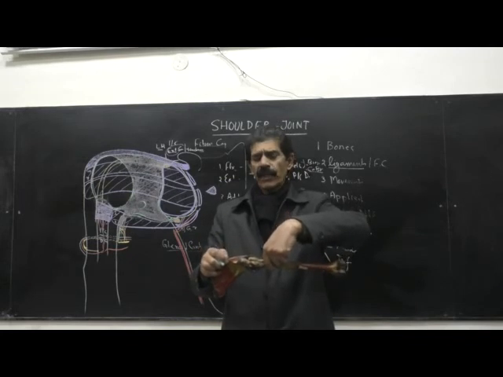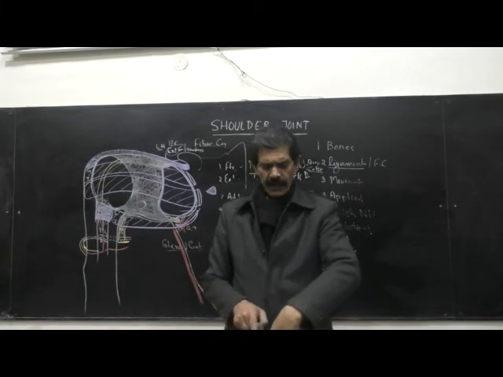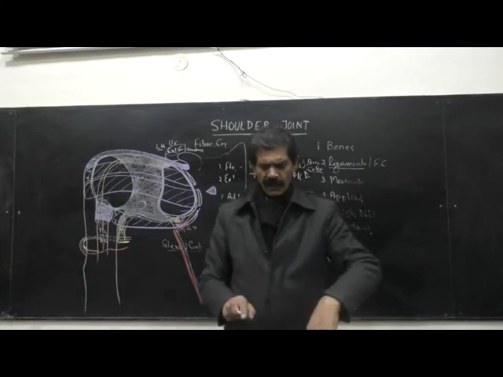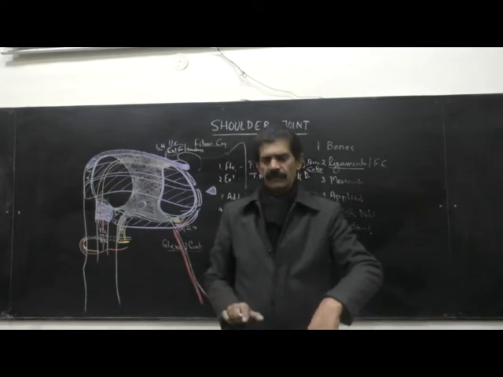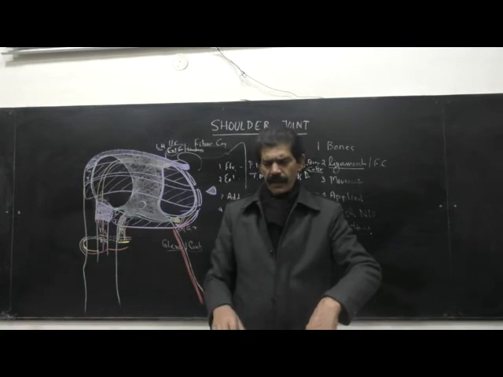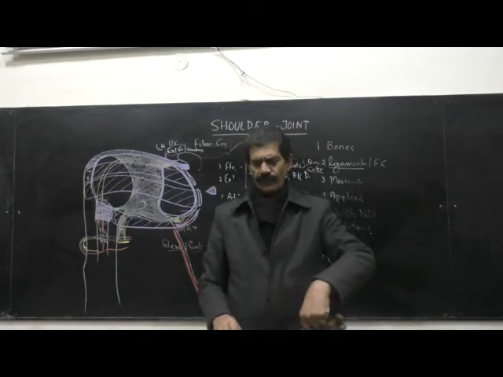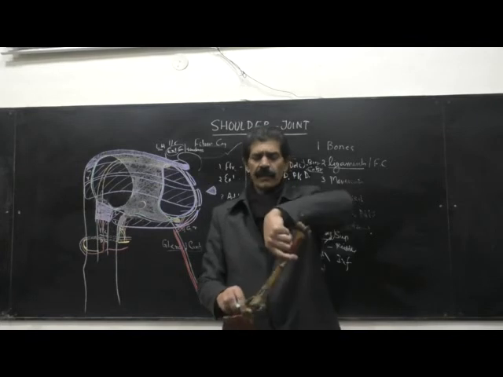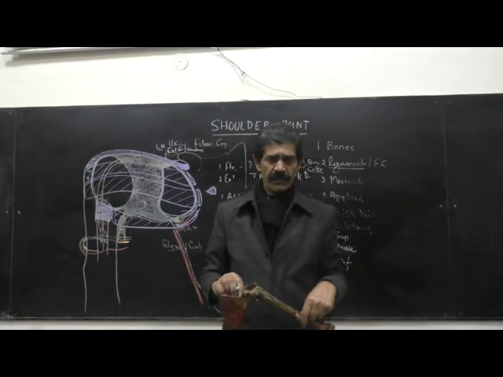Because in this position, the muscle fibers of the middle deltoid, running from the origin to the insertion on the deltoid tuberosity, are now horizontal. The muscle is horizontal, so it cannot abduct above 90 degrees. So how is abduction above 90 degrees done? There are two mechanisms.